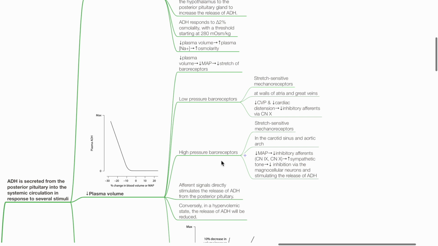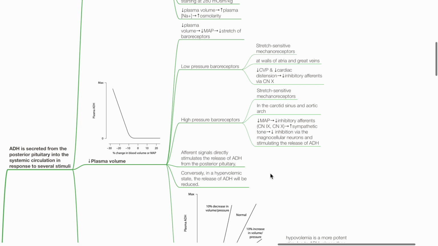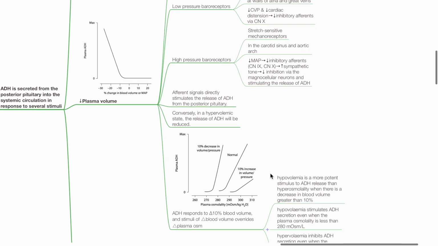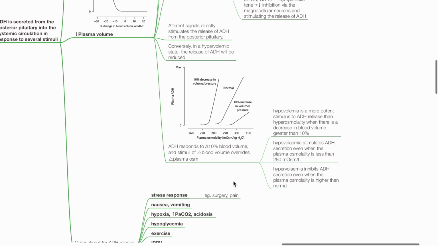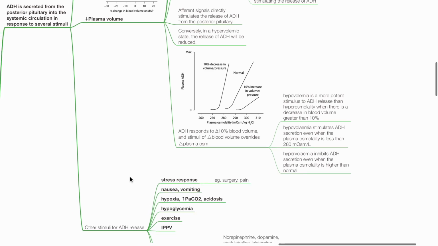High-pressure baroreceptors are located at the carotid sinus and aortic arch. Hypotension reduces the inhibitory efferents via cranial nerves 9 and 10. This increases sympathetic tone, and this stimulates the release of ADH from the posterior pituitary. Conversely, a hypervolemic state reduces the release of ADH. ADH responds to a 10% change in blood volume, and the stimulus of change in blood volume overrides the stimulus of change in plasma osmolality.